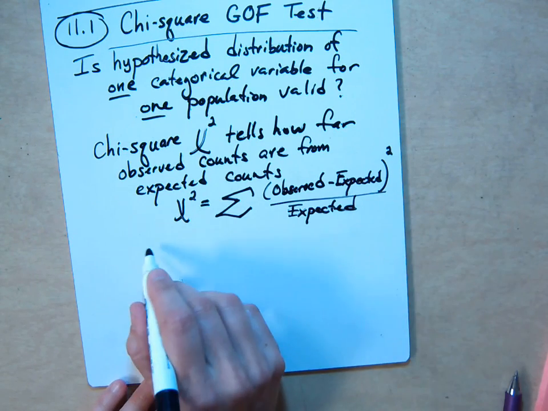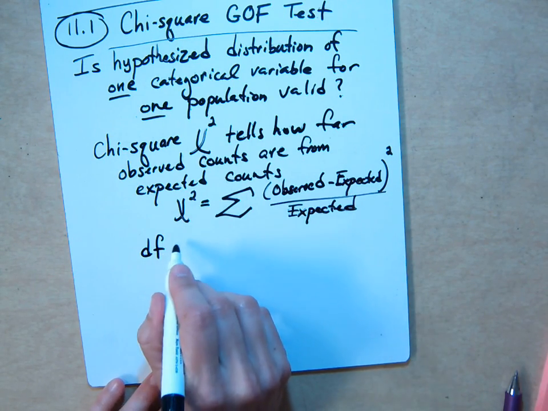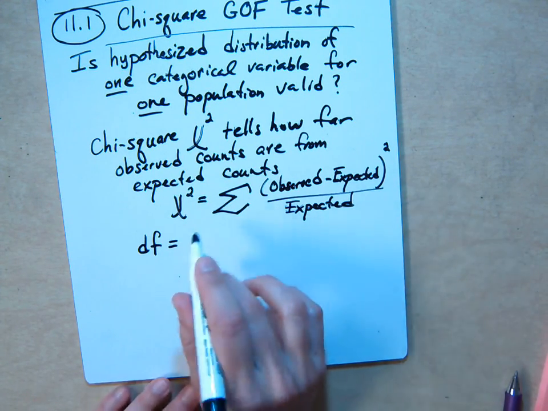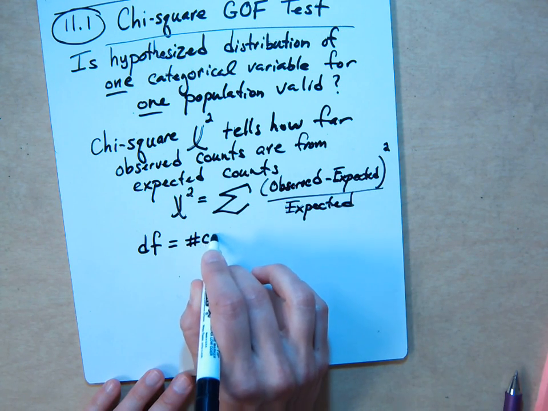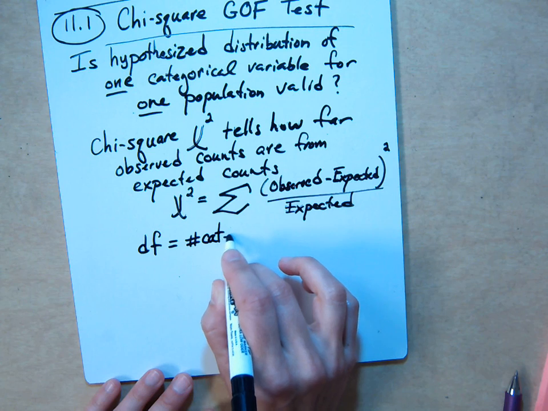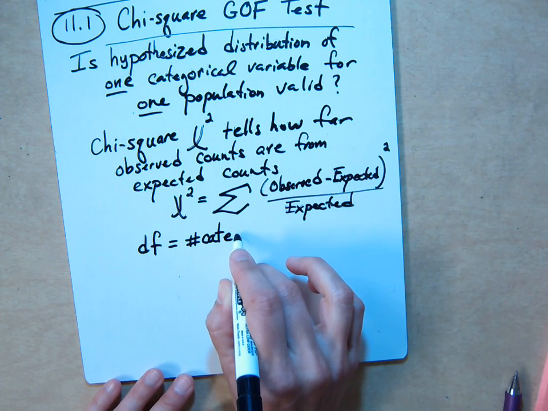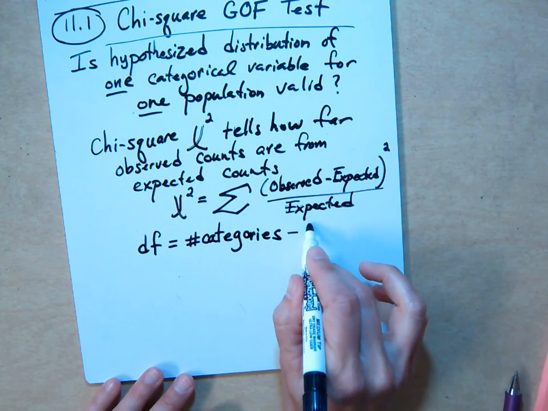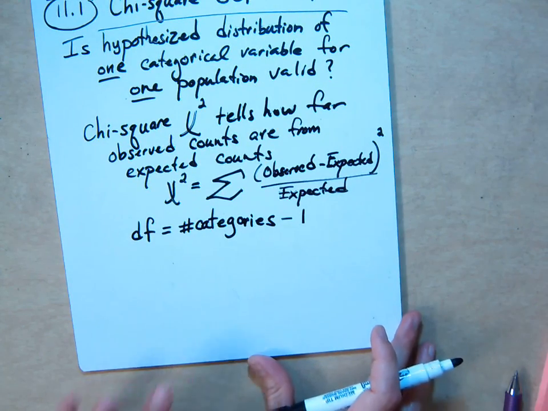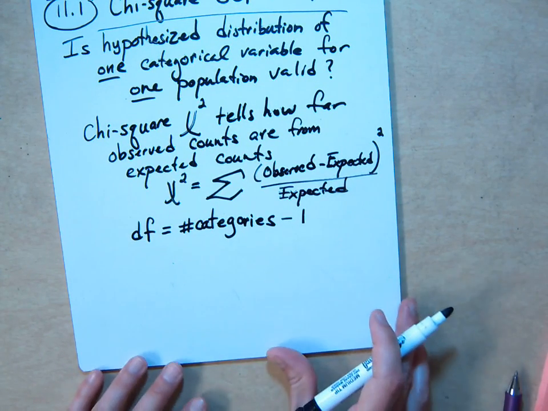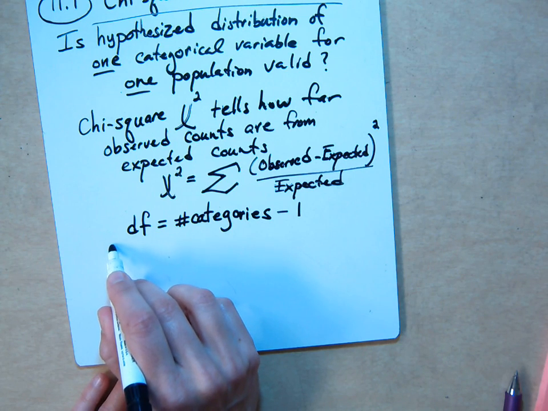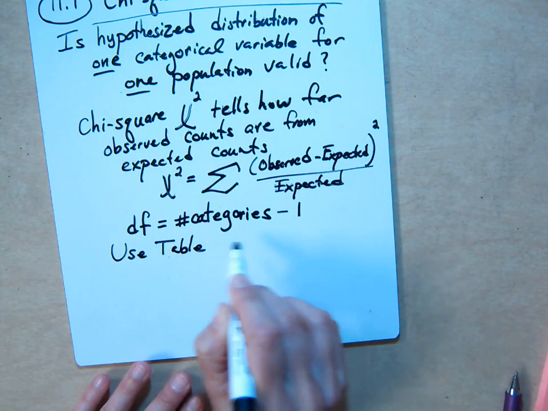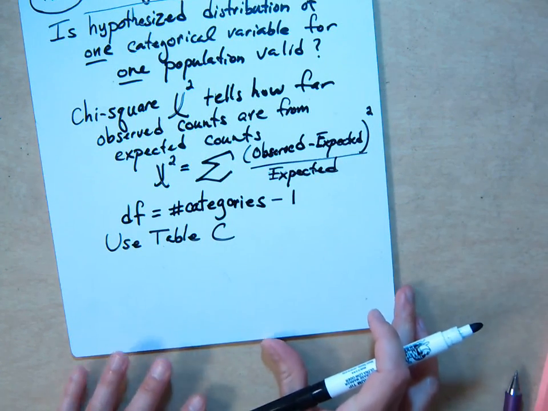The degrees of freedom are different than what you're used to. Degrees of freedom is not based on the sample size. It's based on the number of categories. So for the M&Ms, it would be the number of different colors there were, which I don't remember off the top of my head. It would be the number of categories minus 1, not the sample size minus 1. Then you can use table C, which I'll show you in the examples in a second, but table C is not given in your formula card and is not as precise.